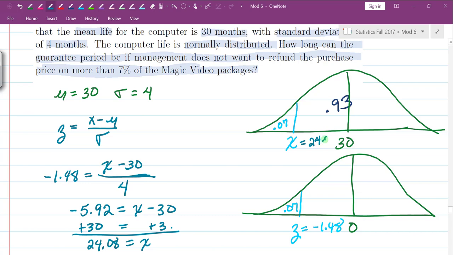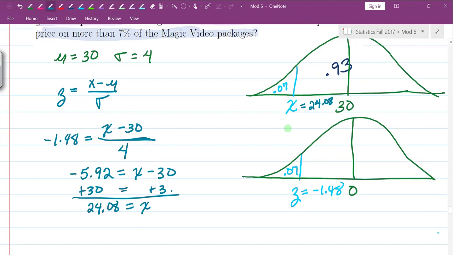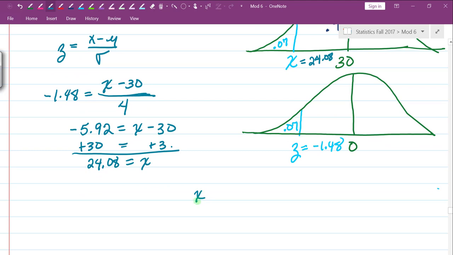So our x is going to be equal to 24.08. If we let x equal 24.08 months, then statistically speaking, we would not have to refund more than 7% of the purchases, because the batteries would not fail. We'd only have a failure on 7% of the items that we sold. In reality, what would we let this be? We would say x is equal to 24 months. You're not going to go 24.08. You're never going to have a warranty like that, are you? It's going to be a full number.